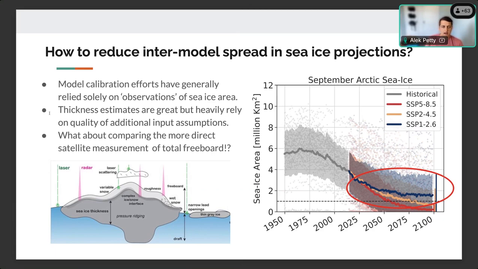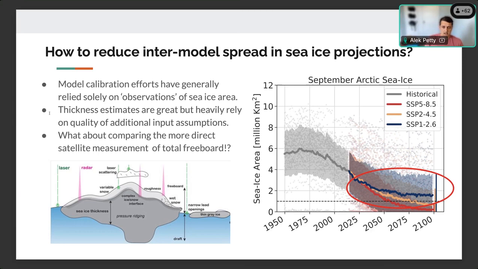The problem with that data set is it's not quite so easy to use as the passive microwave observations. Observations from altimetry give us an estimate of height, and from height we can back out freeboard, freeboard being the extension of sea ice above sea level. And then we have to bring in a lot of additional input assumptions regarding the snow loading and the ice density to convert that measurement of freeboard to an estimate of thickness. So that really radically increases the uncertainty of the observational estimate.